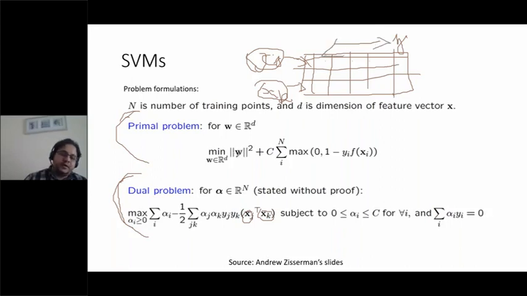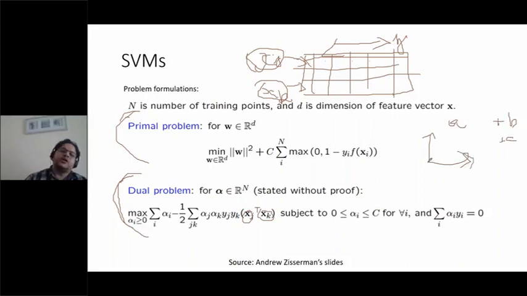How many w's will we have? Because it's a hyperplane, it will depend on the dimension where we are. So if we are in 2D, w will be 2D. We will actually have 3 parameters, A, B, plus the intercept C.